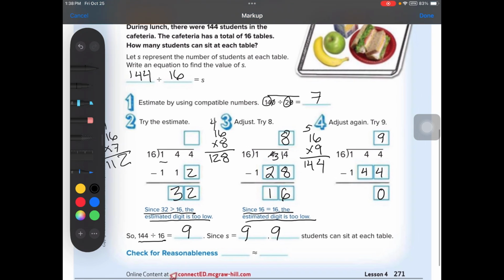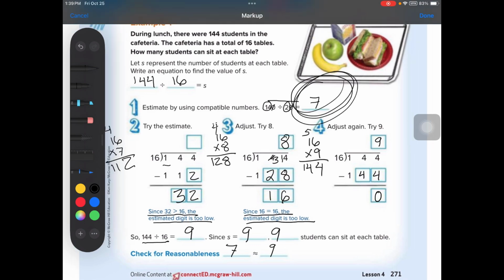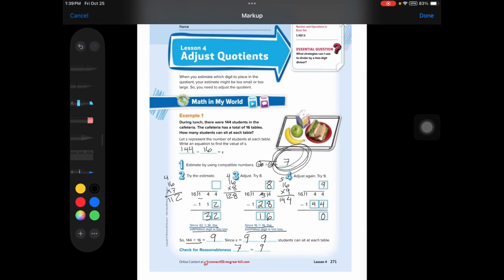And we're going to check for reasonableness. When we had this number right here, we thought about 7, and 7 is about close to 9. It's not precise, but estimates rarely are, but it gets us in the ballpark figure. So that is page 271. Now, you're going to show this to me so I can mark you off, and then let's go to the homework.